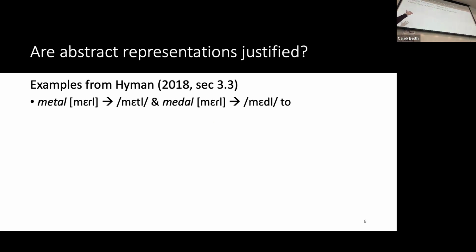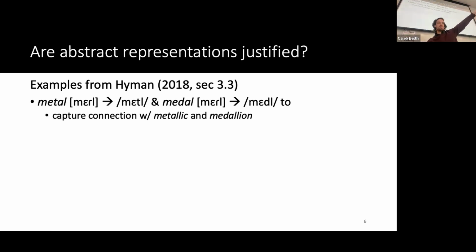So because of flapping, we have a flap in metal, in both metals. But we could posit some underlying form for metal with a T, and the metal with a D with an underlying D, in order to capture their connections to metallic and medallion.